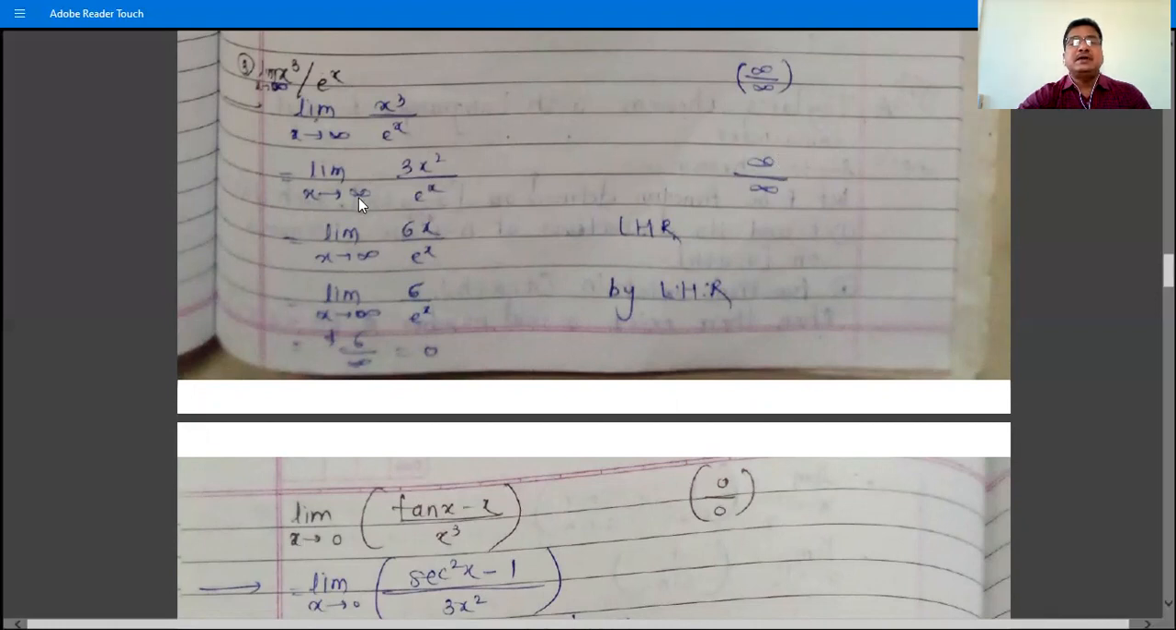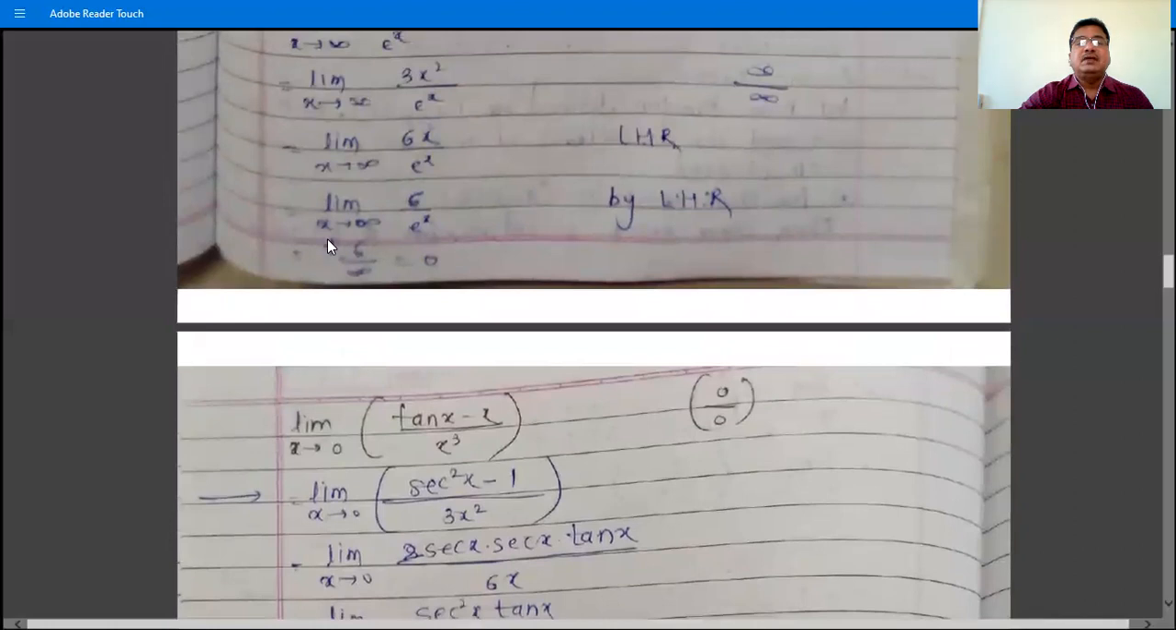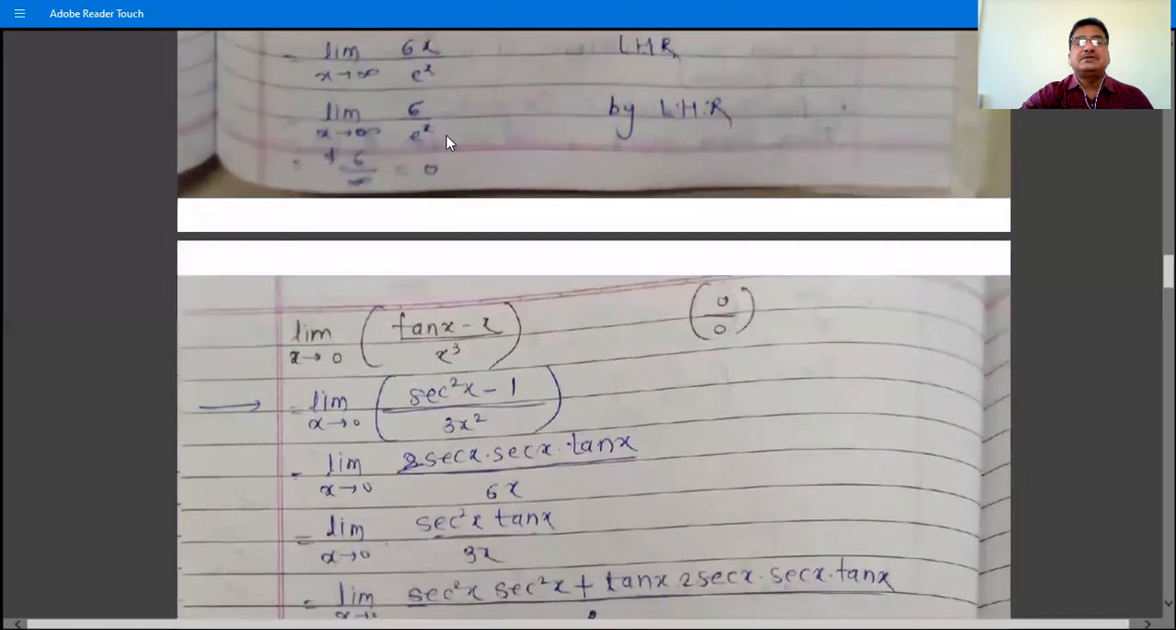And now if we substitute x as infinity, then we have infinity square is infinity into 3 is infinity, and e raised to infinity is infinity. So again infinity by infinity form. So again apply L-Hospital rule. Limit x tends to infinity, the derivative of 3x square is 6x, and derivative of e raised to x is e raised to x. Again we have infinity by infinity form, so again apply L-Hospital rule. The derivative of 6x is 6, derivative of e raised to x is e raised to x.